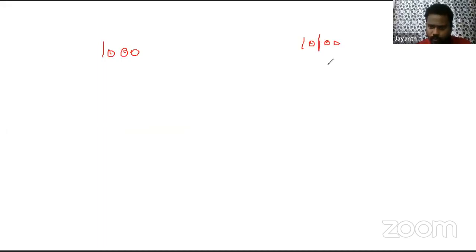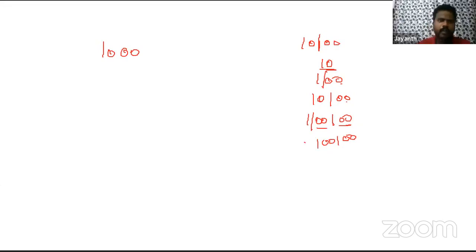If it is a 2-digit number, you take the whole 2-digit number. If it is a 3-digit number, you split the last two digits like this. If it is a 4-digit number, you split like this. If it is a 5-digit number, you split like this. I mean, from the right, you split two digits. If it is a 6-digit number, you split like this. This is what you usually do, right? So 1000 is a 4-digit number. From the right, I'm splitting these two.